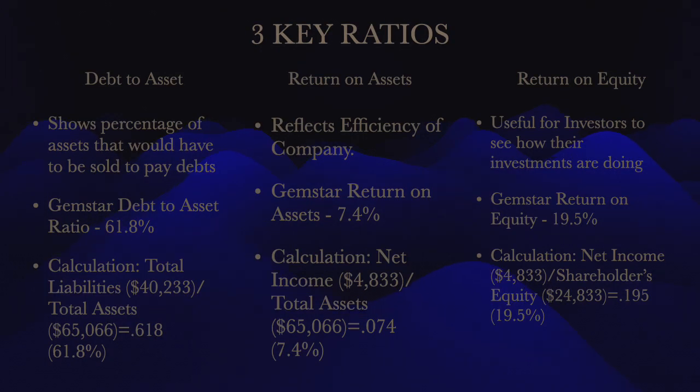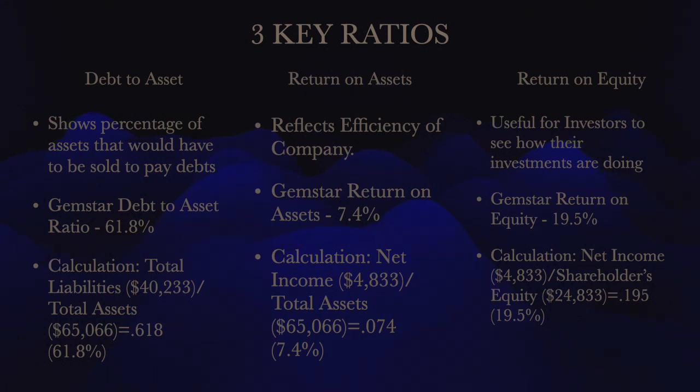The next thing we'll look at are the three important ratios for our company. These are debt to asset ratio, the return on assets, and the return on equity. The first is our debt to asset ratio, which comes in at 61.8%. This number is used to compare how stable our company is compared with other similar companies by taking the total debts and dividing it by total assets.